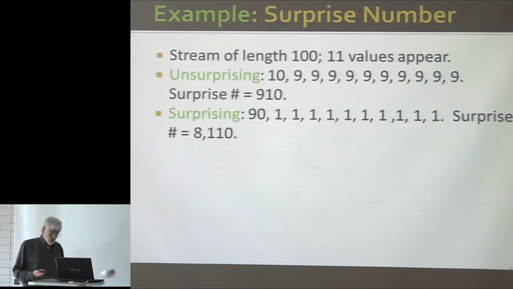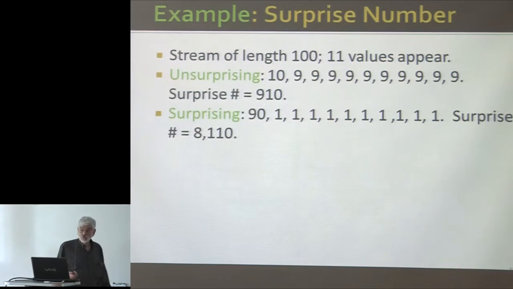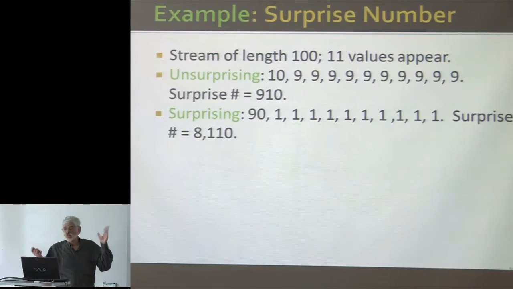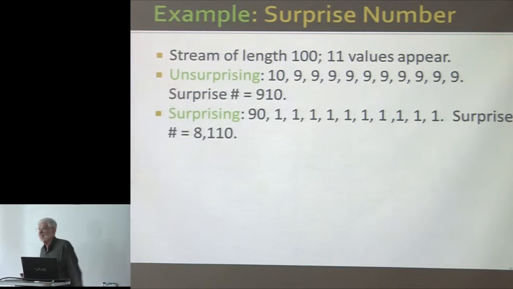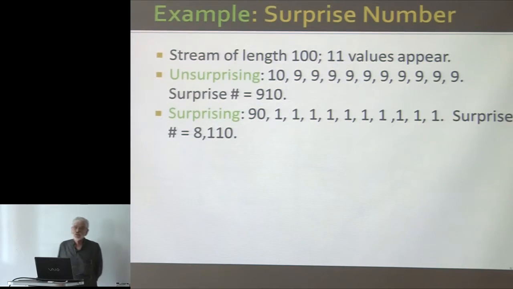So, if I tell you the surprise number is 3000 or something like that, you say, well, that's kind of uneven, but not the worst possible, not as uneven as it could be, nor is it as even as possible. So that's all the motivation I can give you for this.